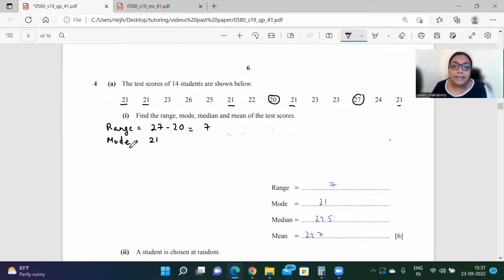Now moving on to the next average, which is median. Now for this, there is a very important step which most of the students miss out, which is you have to rearrange the data in ascending order. So let's do that first.